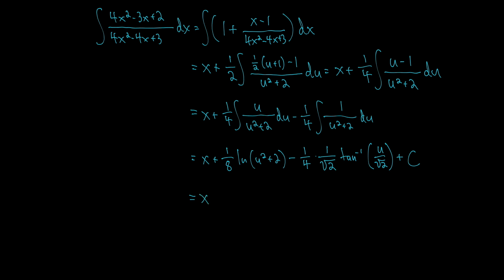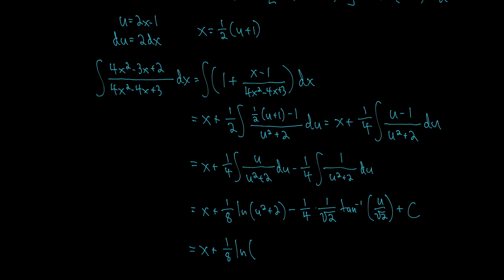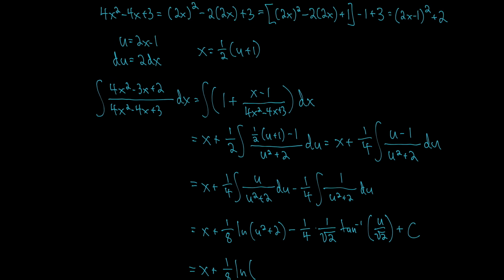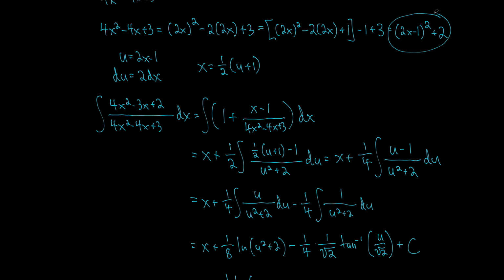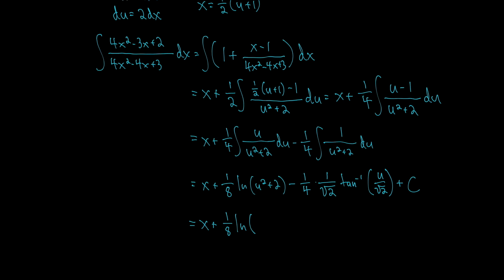So that's x plus 1/8 ln of, let's see, u squared plus 2. So we let u equal 2x minus 1. So to square that, we get u squared plus 2 is this. So that's this. So we're just right back where we started. So we'll plug that back in.